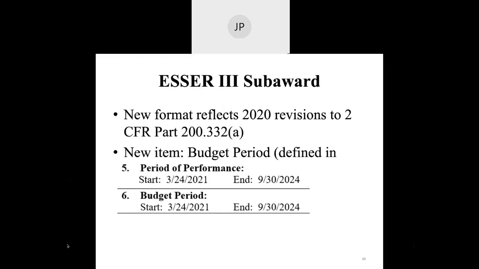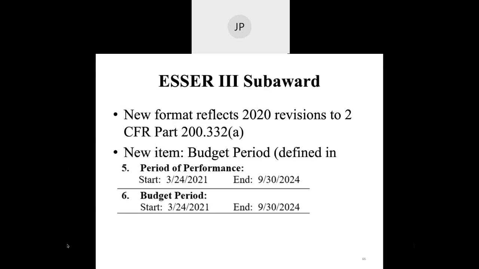So the ESSER 3 subaward format looks a little different. If you remember the ESSER 2 subaward, it looked a little different. ESSER 3 will look just like the ESSER 2. It reflects the new regulations that we're under, having received this new American Rescue Plan Act funding after November 12, 2020. One new item is the budget period in addition to the period of performance.